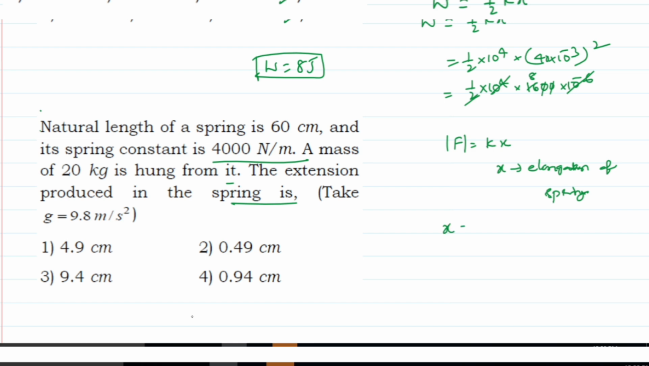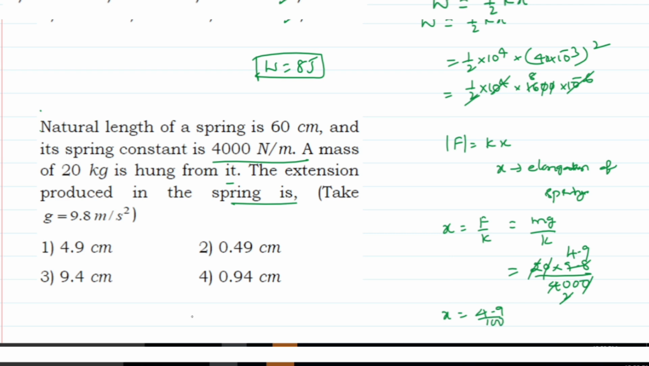First let us calculate the elongation. x equals F by k. The force is nothing but mg, so x equals mg by k. The mass is given as 20, g is 9.8, and k is 4000. When simplifying, the tens get cancelled and 2 times 9.8 gives 4.9. So x equals 4.9 by 100.